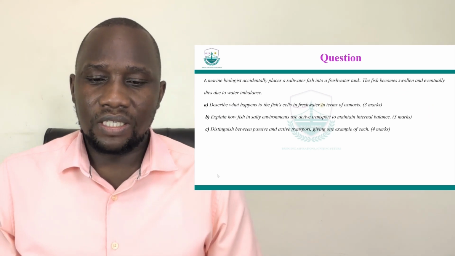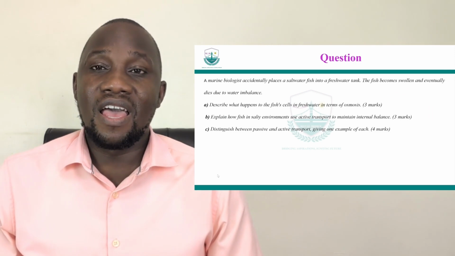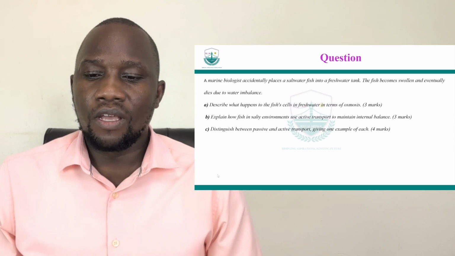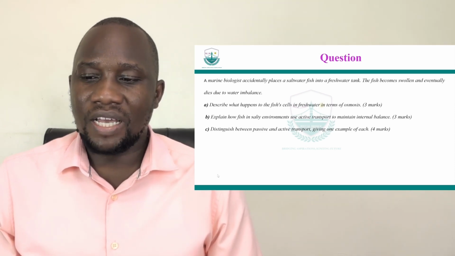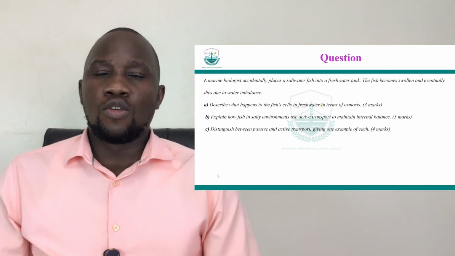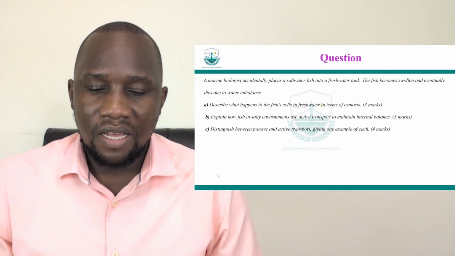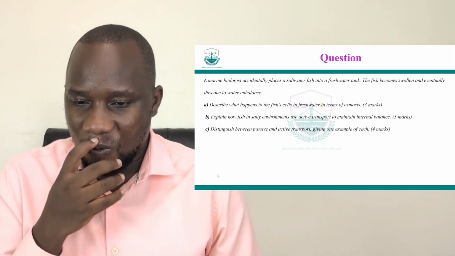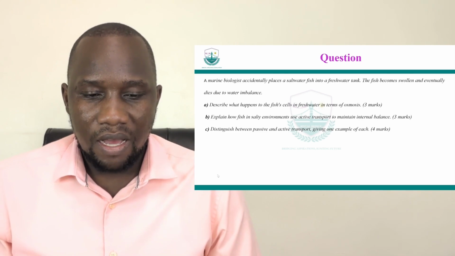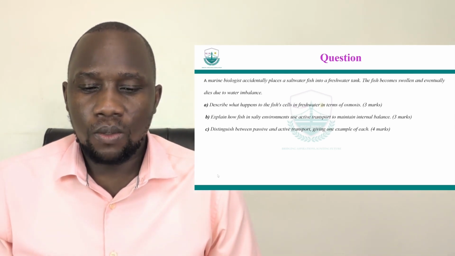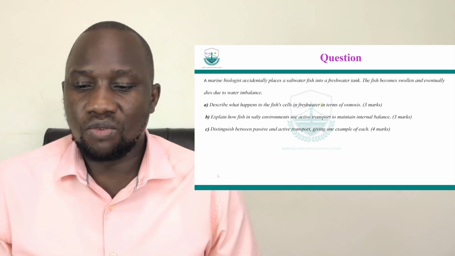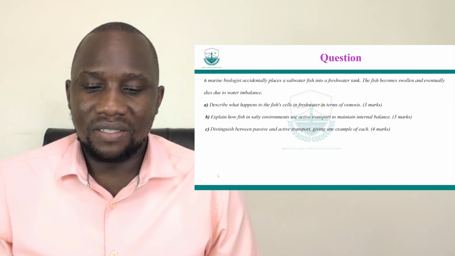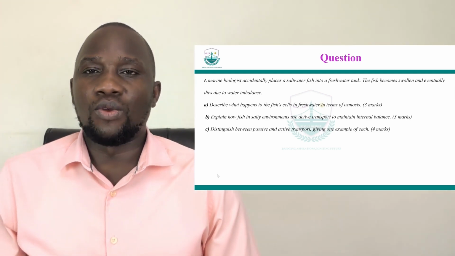A marine biologist accidentally places a saltwater fish into a freshwater tank. The fish becomes swollen and eventually dies because of water imbalance. Describe what happens to the fish cell in freshwater in terms of osmosis. Explain how fish in salty environments use active transport to maintain internal balance, and then also distinguish between passive and active transport, giving an example in each.